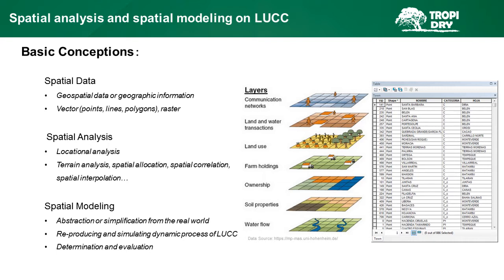Spatial modeling is an analytical process conducted in conjunction with geographic information systems in order to describe basic processes and properties for a given set of spatial features. It is also considered an abstraction and simplification of the real world. One of its main purposes is to reproduce and simulate the dynamic process of land use and land cover change. That is also the key point of this lecture. Meanwhile, it provides determination and evaluation for decision makers.